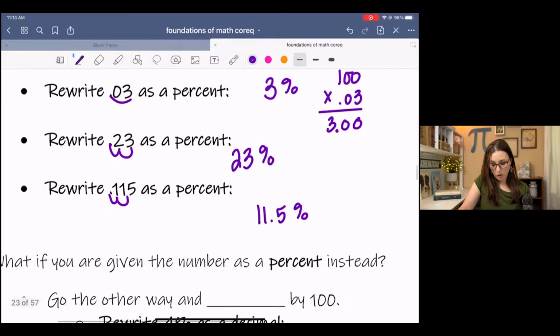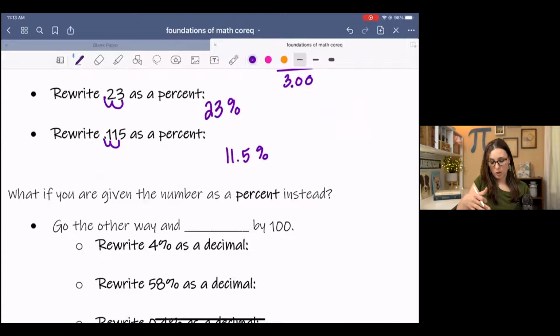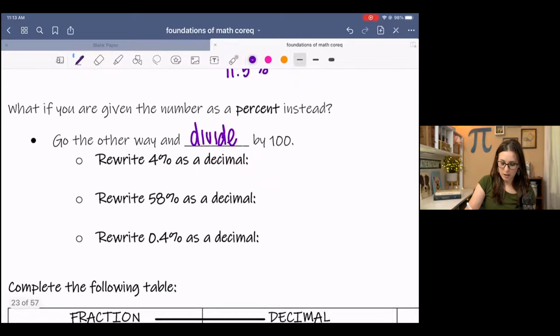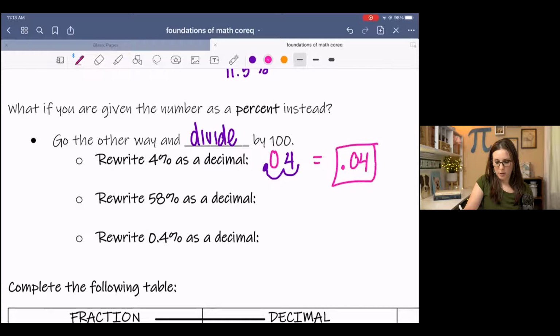Now, if you're going backwards, if you start with percent and you're going to convert it to a decimal, then we're moving the decimal to the left instead. We go the other way and we divide by 100, which moves our decimal to the left. So 4% as a decimal: 4 has the decimal, it's not written, but it'd be like 4.0. And then we're going to go to the left, 1, 2. We're going to have to put a placeholder there, and that's going to be 0.04 in decimal form.